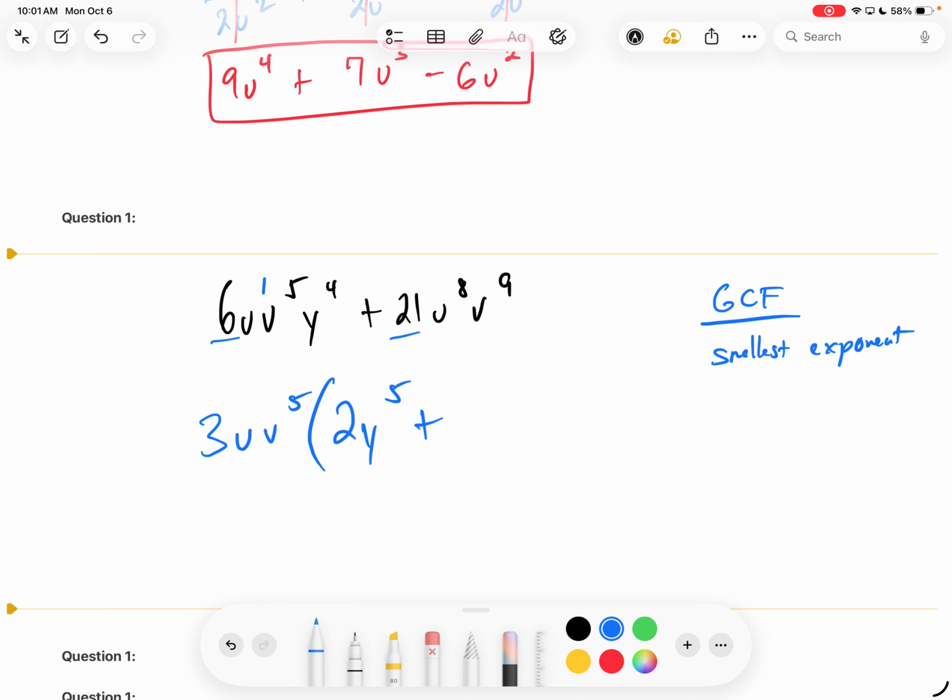And then 21 divided by 3 is 7. My goodness, see, I just wrote 5 there. 21 divided by 3 is 7. I take away one of these 8 U's, so I have 7 U's left. Take away 5 of these V's, so I have 4 V's left.